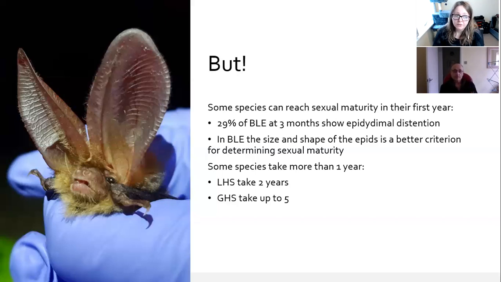So there it is. Basically, it's a general rule of thumb about determining the age class of these bats. But just remember that, like almost everything, there are exceptions to the rule.